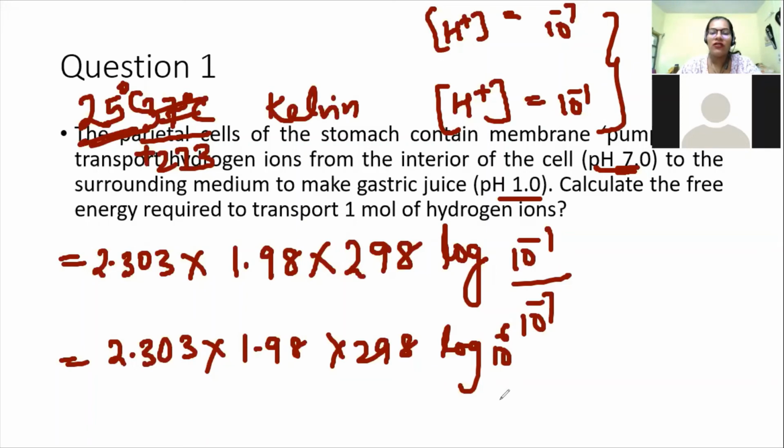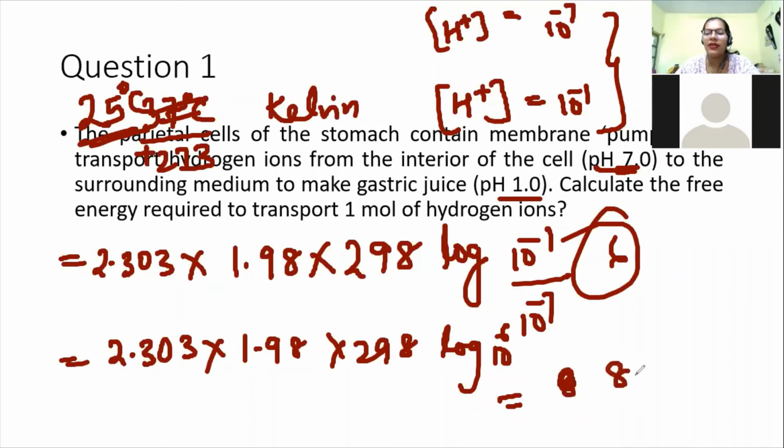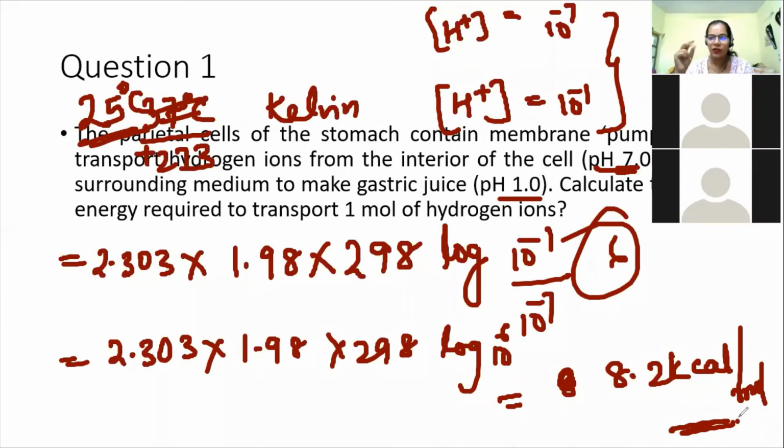Now when you solve everything, log 10 raised to 6 is 6. This is basic logarithms, you should know. So what value are you going to get? You are going to get 8.2 kilocalories per mole. Yes? Was it difficult? No, right? It was easy. The only thing is you have to be very quick when you do the multiplications.